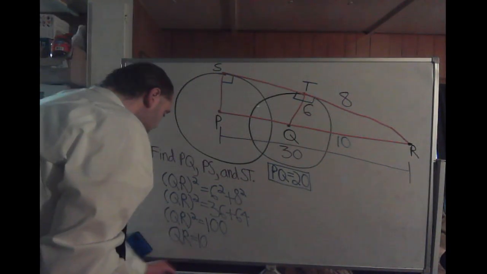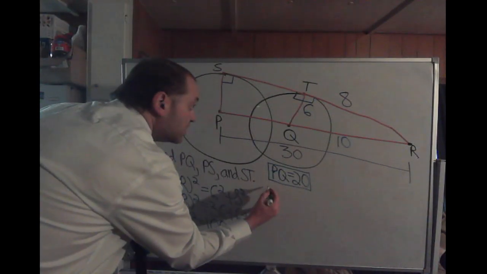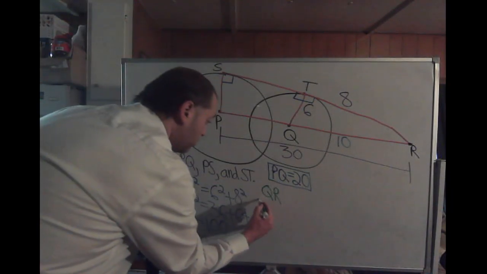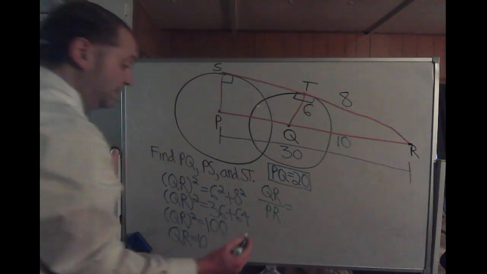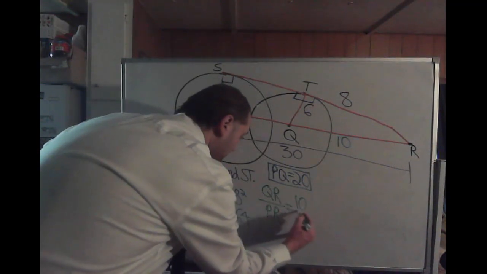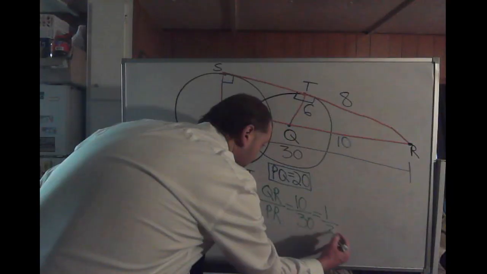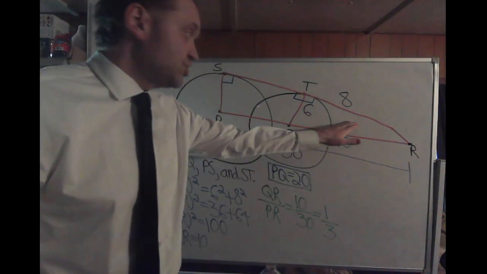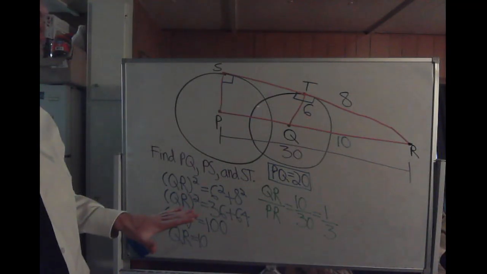In fact, let's deal with that here. We have that QR to the whole length of PR equals 10 to 30, which would simply reduce to 1 to 3. What that means is the ratio of the smaller right triangle to the whole big right triangle is simply going to be 1 to 3.